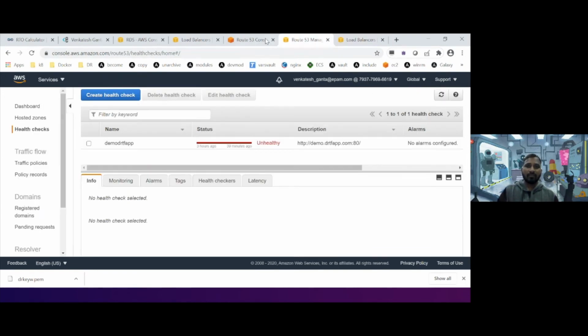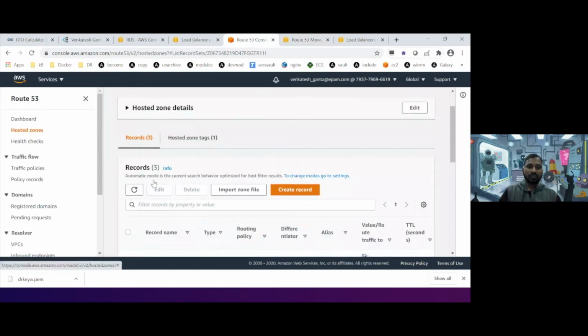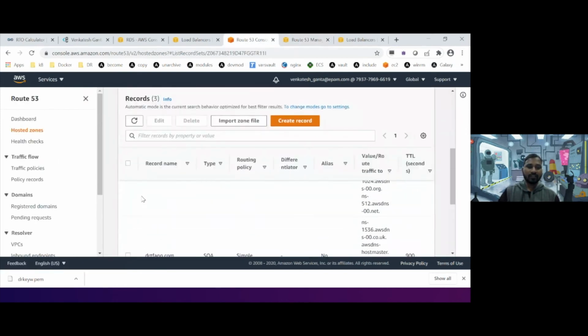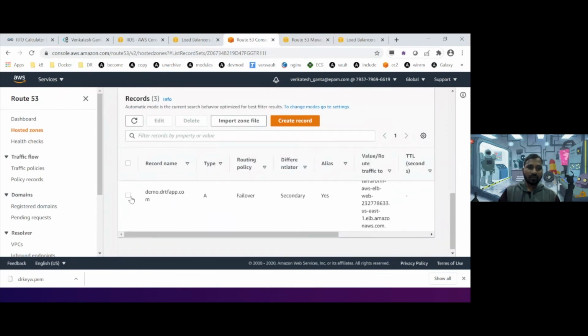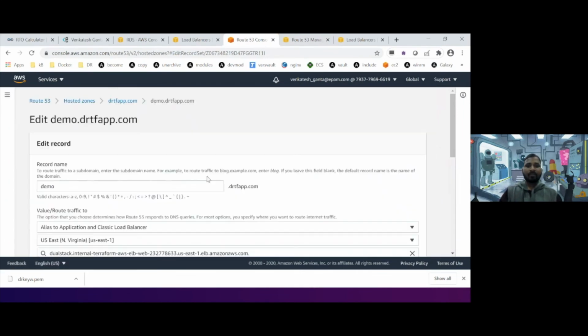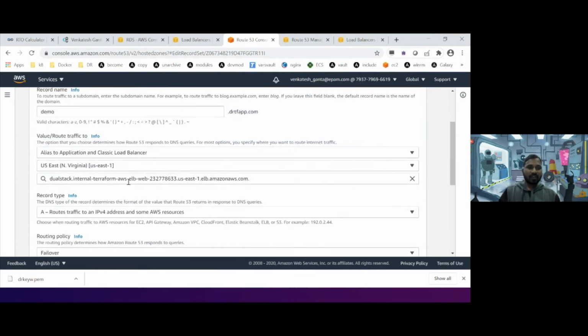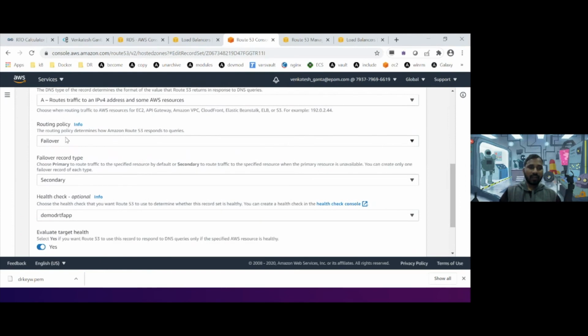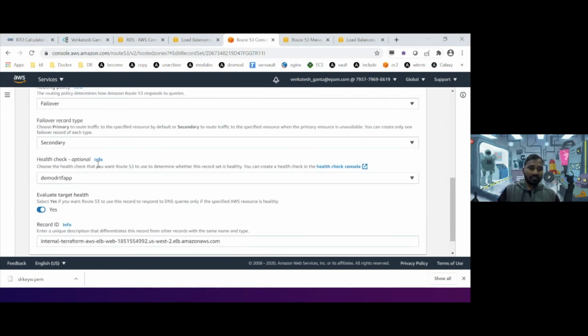And we have enabled some Route 53 configurations with a health check. It regularly checks the health, and we created a private hosted zone here. If you look at this private hosted zone, currently it is pointing to the primary US East 1 region, and I have enabled a failover routing policy here, which will route to the other region whenever there is a failure with the health check called demo DRT fab.